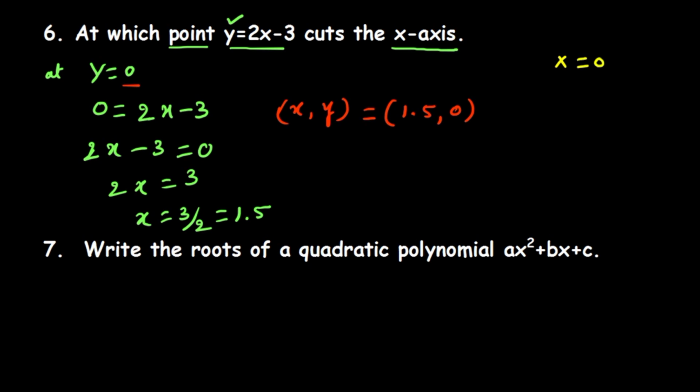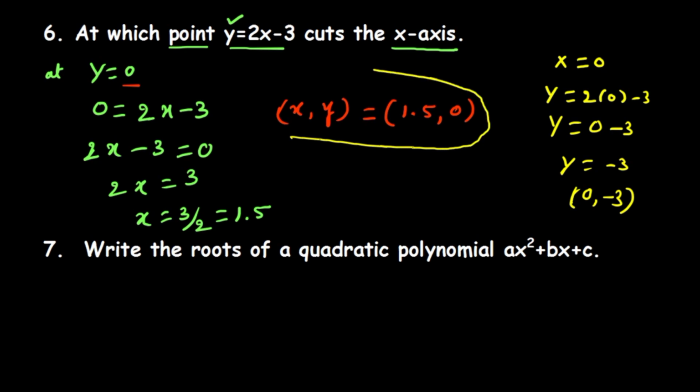Then if you take x is equal to 0, y is equal to 2 into 0 minus 3, right? Then you get y equal to 2 zeros are 0 minus 3, so y equal to minus 3. Then the point you will get is (0, minus 3). So this (0, minus 3) is the point where the line cuts the y-axis. According to this question, our answer is this one.